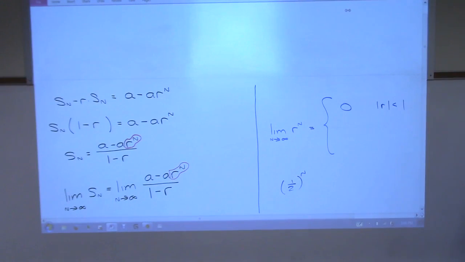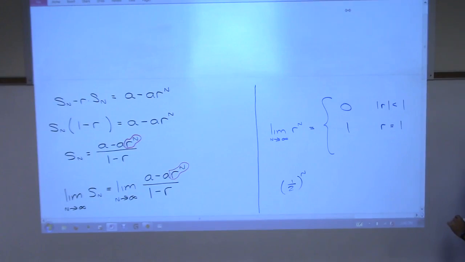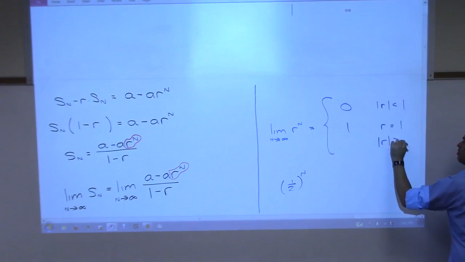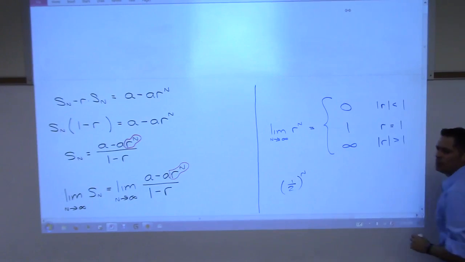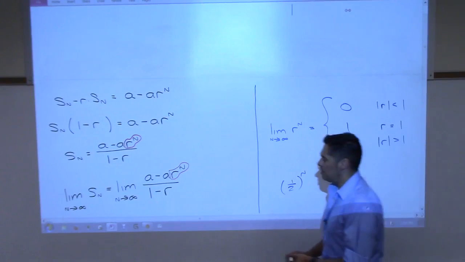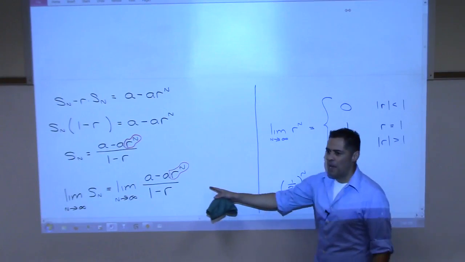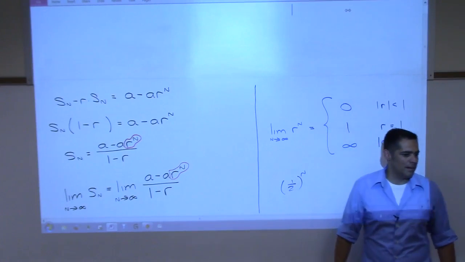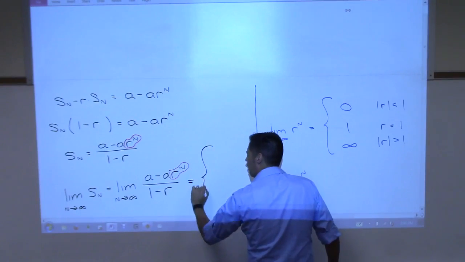Now, what are the other cases we had? If r was 1, this thing goes to 1. And if the magnitude was greater than 1, it did what? It went to infinity, or diverged. That's from last class, right? So let's come back over here and let's talk about what this limit does. And guess what it's going to depend on? It's going to depend on r, right? So this limit can be one of a couple of things.